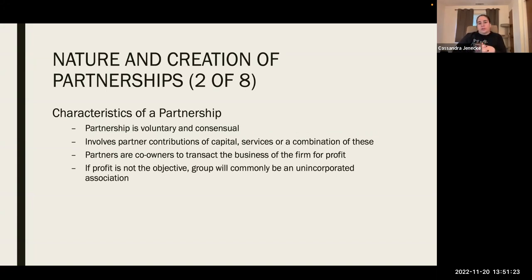The characteristics of a partnership that differ from maybe other types of business organizations, or that are specific to partnerships, include the fact that a partnership is voluntary and consensual. It involves partner contributions of capital, so money, services, the sweat equity, if you will, or a combination of both. Partners or co-owners are engaging to transact the business of the firm for profit. And where profit is not the objective, then the individuals engaged in that entity are working under what is typically called an unincorporated association.